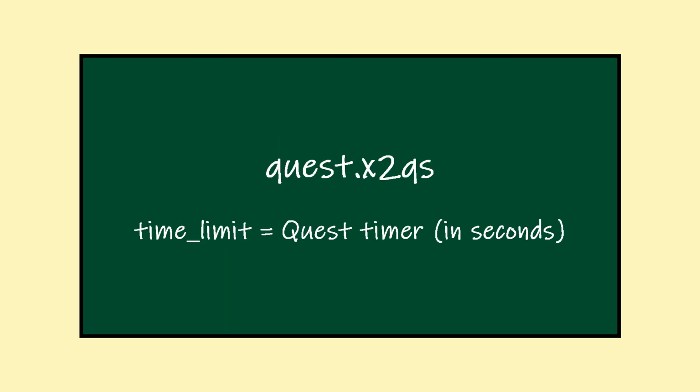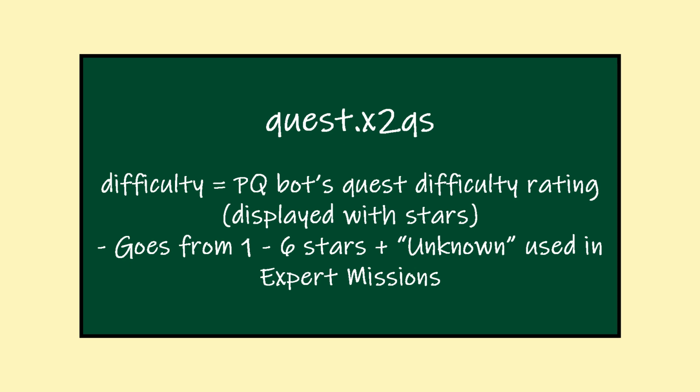The next few entries are self-explanatory, but time limit is the quest's timer written in seconds, so in this case 900 seconds, which is 15 minutes. Difficulty is the stars graphic of the PQ bot. This goes from 0 to 7, where 7 will write out the unknown instead of stars.